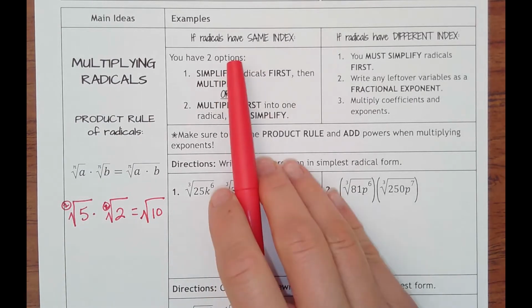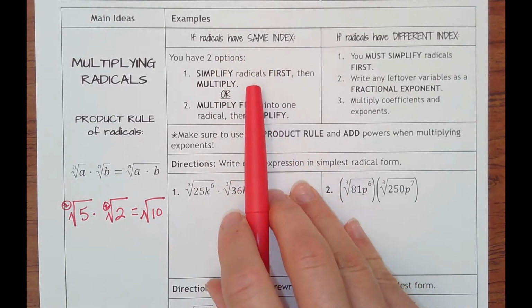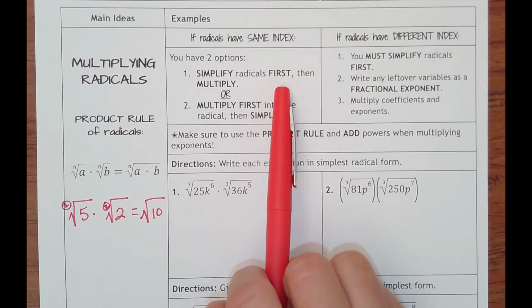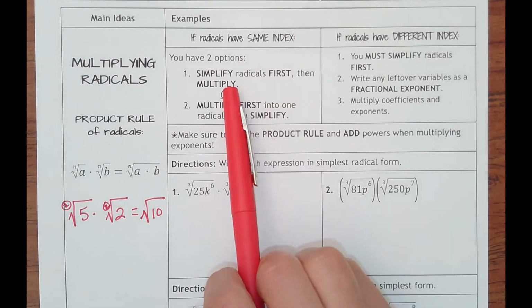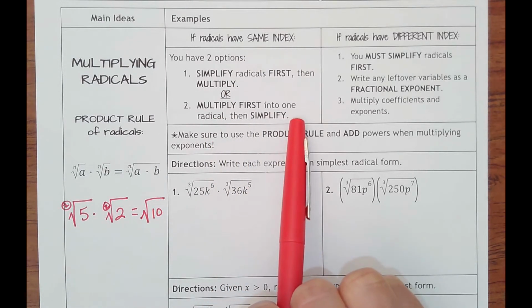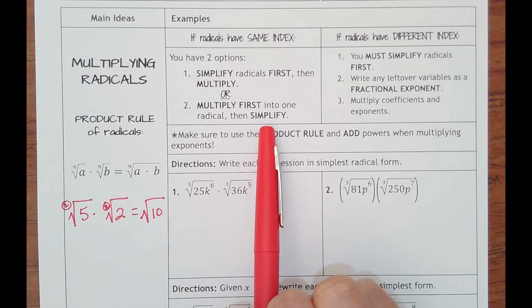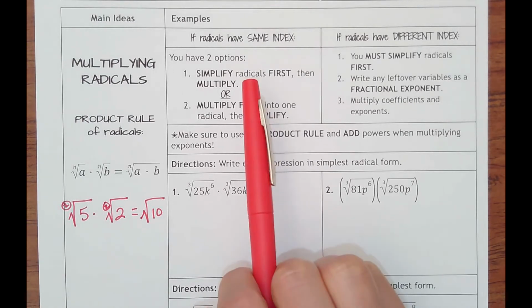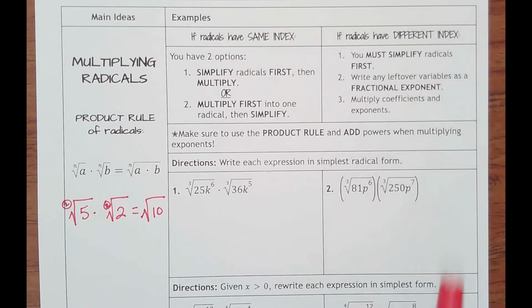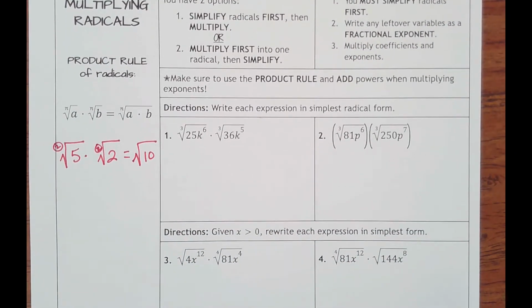Okay? So if the radicals have the same index, you actually have two options. Which one I pick kind of depends on the setup of my problem. You can either simplify your radicals first and then multiply everything, or multiply first, which might get you a bigger number, but that's okay, then you simplify. If the numbers are super big, I'd probably rather simplify first so I don't have to figure out the biggest perfect cube or square to take out. Okay? And then make sure we're using the product rule, which means we're going to add the powers when we're multiplying the exponents.